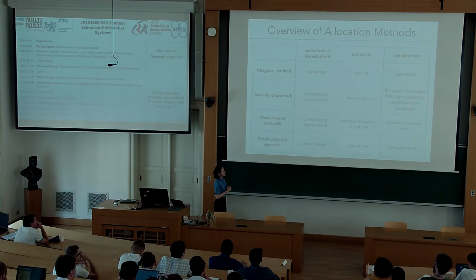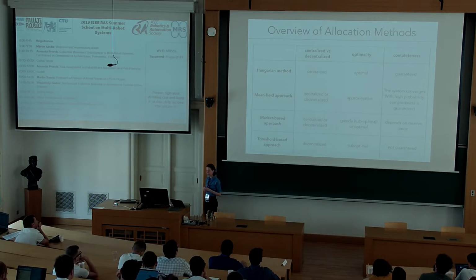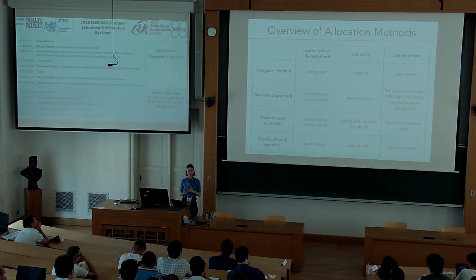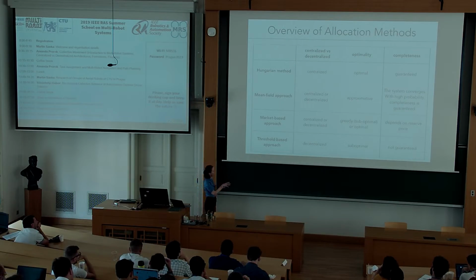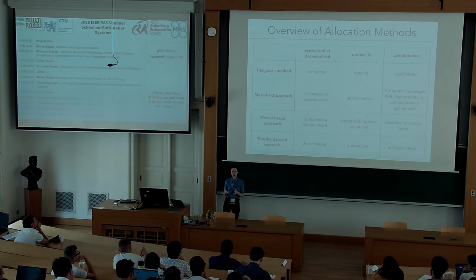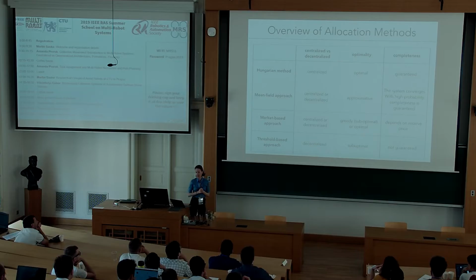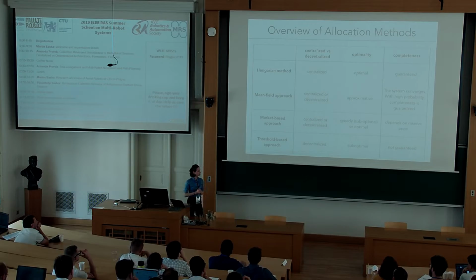And so this is just to finish the lecture on task assignment, to give you an overview of the various methods that we can use and what guarantees they have. So we talked about Hungarian method, mean field approaches, market-based approaches and threshold-based approaches, and the overview just shows you what these methods do with respect to optimality, whether they're centralized or decentralized, and whether they're complete or not. So what are the guarantees that we can make that any task in the system will definitely be serviced or not? And I'll leave that for you to look at in the slides later.